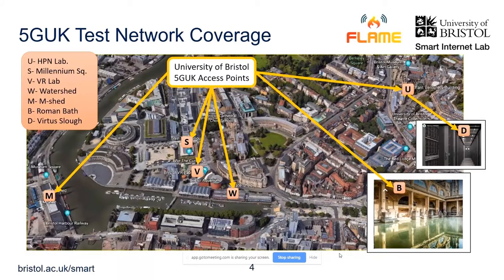This is a section of the map of Bristol. On the top right, the U icon is the university site where I'm talking from now, the HPN lab. The main site of the Flame platform testing is this area, the Millennium Square, highlighted by an S, where the towers, the compute nodes and the access points are installed, as well as, recently, the M, which is the MSHA museum. We've got similar facilities there, slightly smaller. In the square, we have 6 access points, whereas in the MSHA, we have 2.